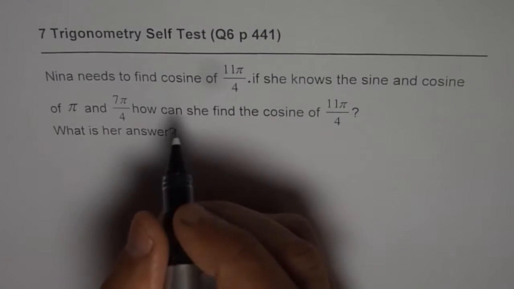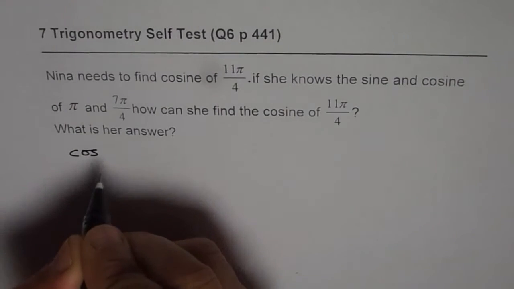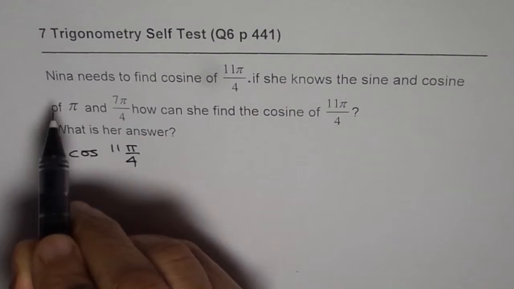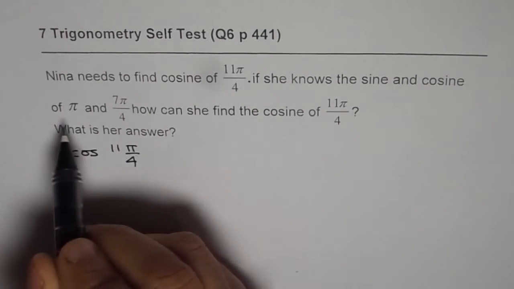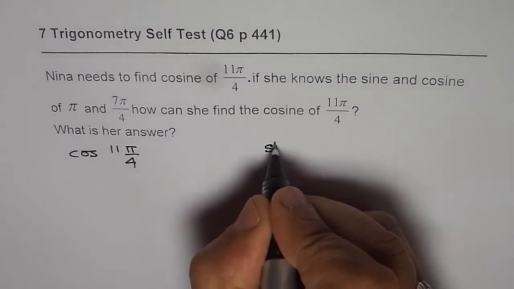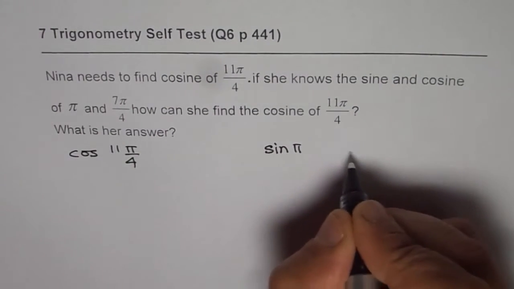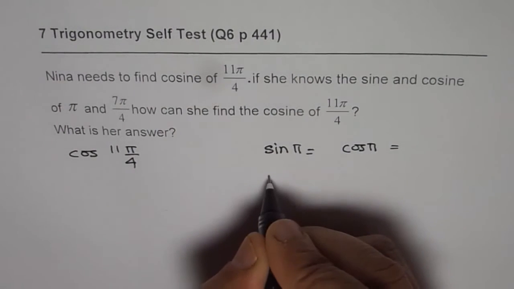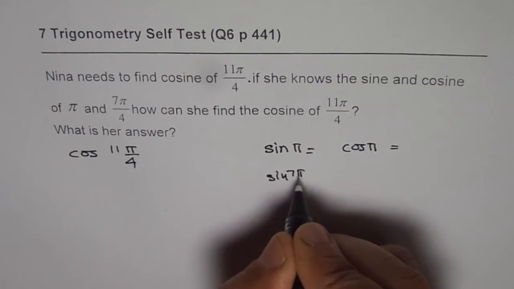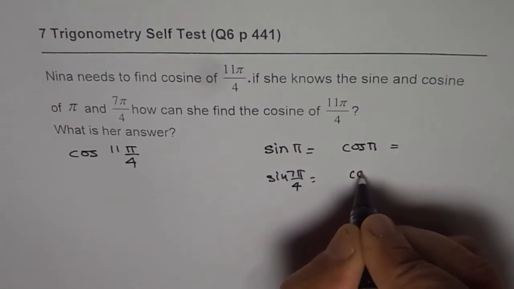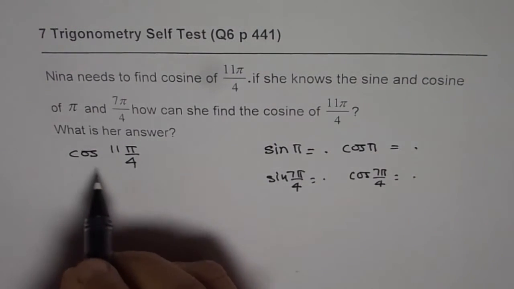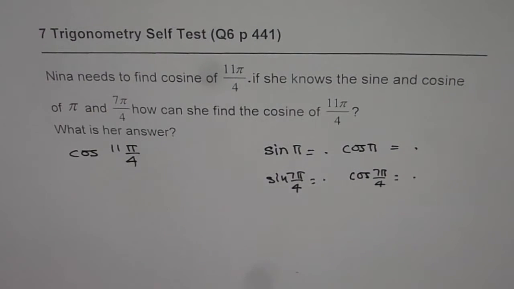So we need to find cos of 11 pi by 4. And what Nina knows is the sine and cosine of, so it is known that sine of pi is known, cos of pi is known, and sine of 7 pi by 4 is also known, and cos of 7 pi by 4 is also known. These values are known, and you need to find cos of 11 pi by 4. Can you suggest how Nina can find it?